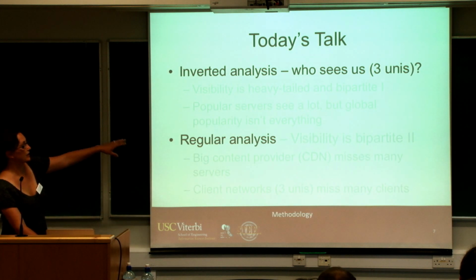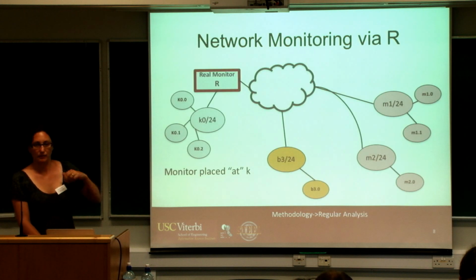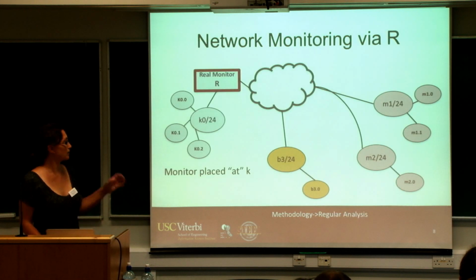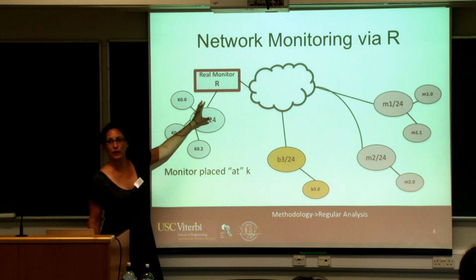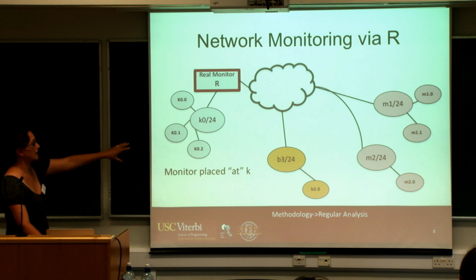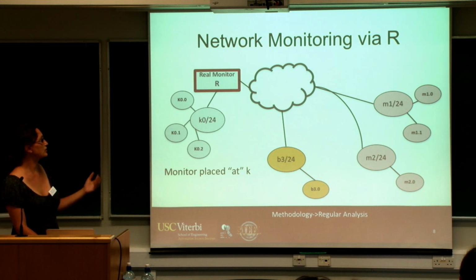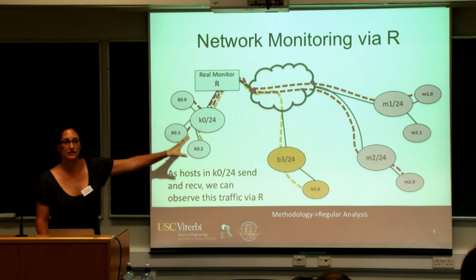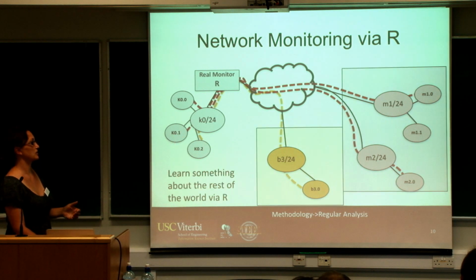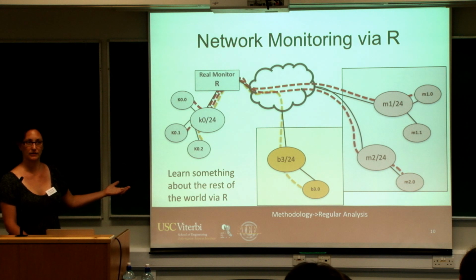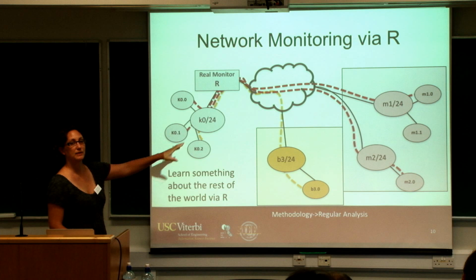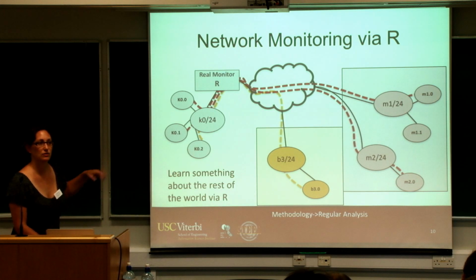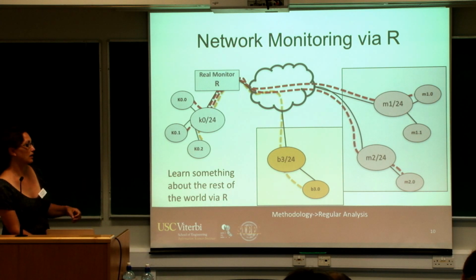We have this regular analysis and inverted analysis, and I'm sure you'll recognize regular analysis. So in regular analysis, we have some network that we have the ability to place a monitor at the gateway. So we place monitor R at K. So we're watching all traffic going in and out of K to the rest of the internet. As this goes, we learn something about the rest of the internet. If we were using passive observation for a macroscopic view, how many IPs are out there, we'd be using these connections to count what live IPs there are in network B and network M over here.